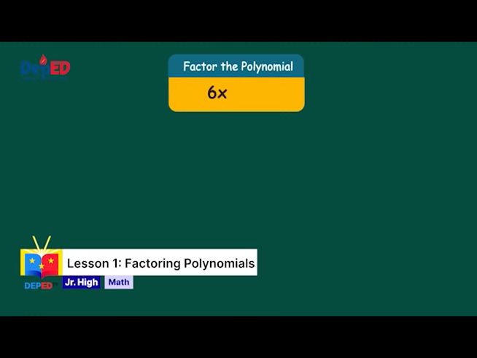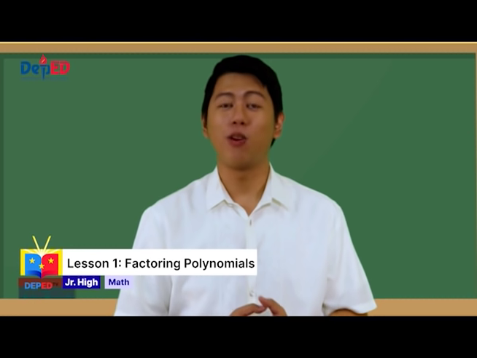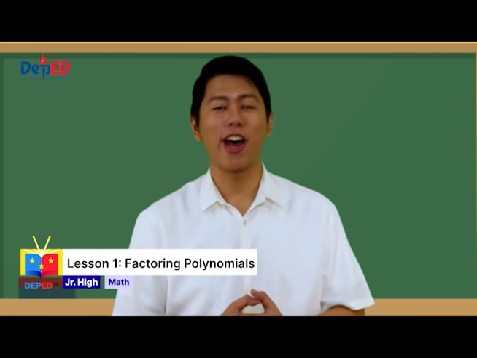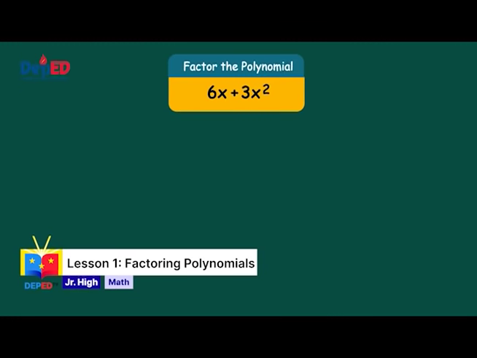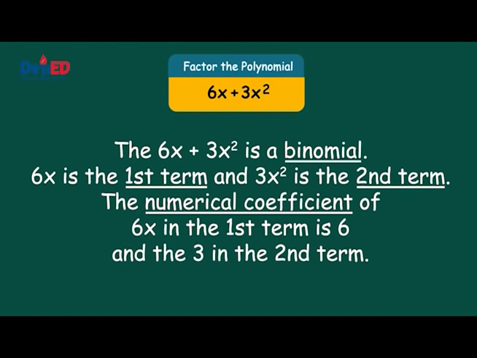Let us write the expression 6x plus 3x squared in factored form. We can factor this polynomial by getting the greatest common factor of each term. And I will introduce a new method to acquire the common factors. We can divide the solution into two parts. One for identifying the greatest common factor of the polynomial, and then finding the other factor with the help of the identified expression. 6x plus 3x squared is a binomial.